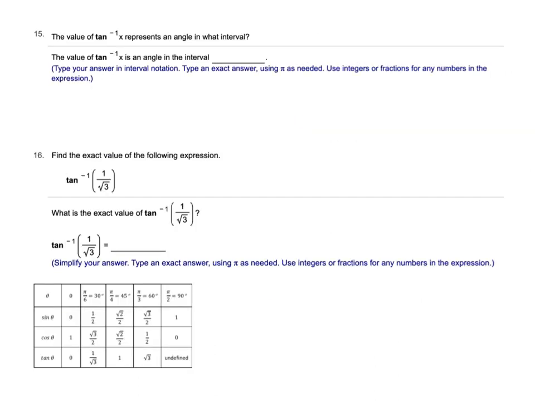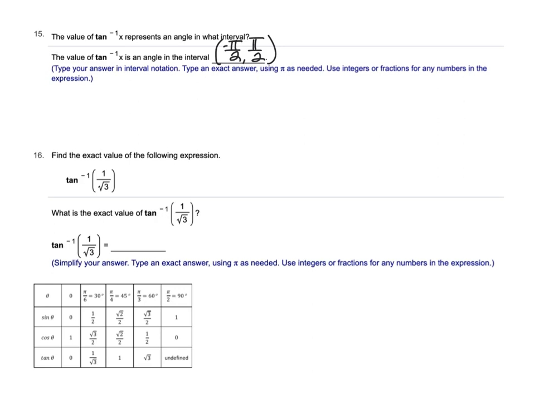Okay, 15 and 16, we are looking at inverse tangent. Like I just mentioned, inverse sine and inverse tangent work the same way, in the sense that the value of the angle is going to be somewhere between negative pi over 2 and pi over 2. The difference in this is you have parentheses. You actually can't have pi over 2 or negative pi over 2 as an answer, because for tangent at those angles it's undefined.